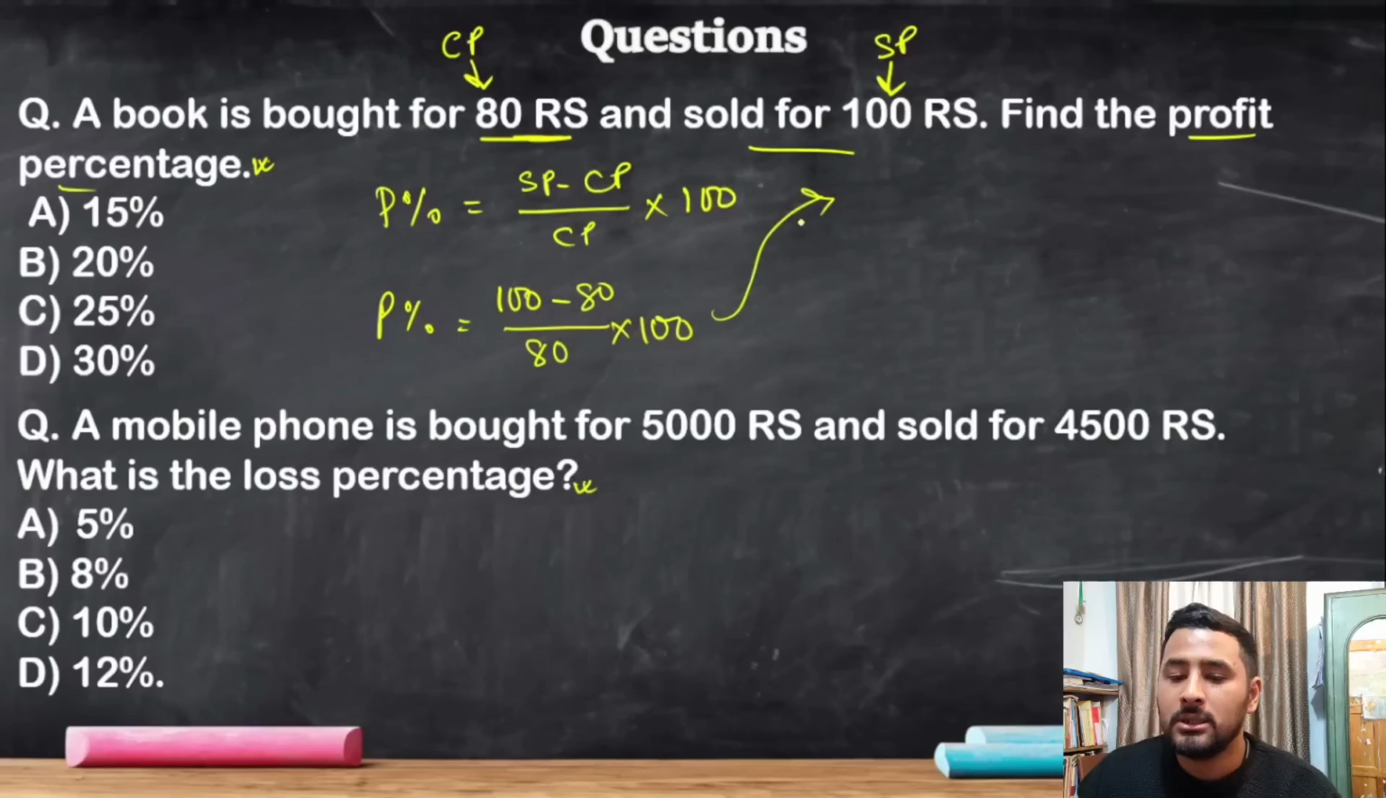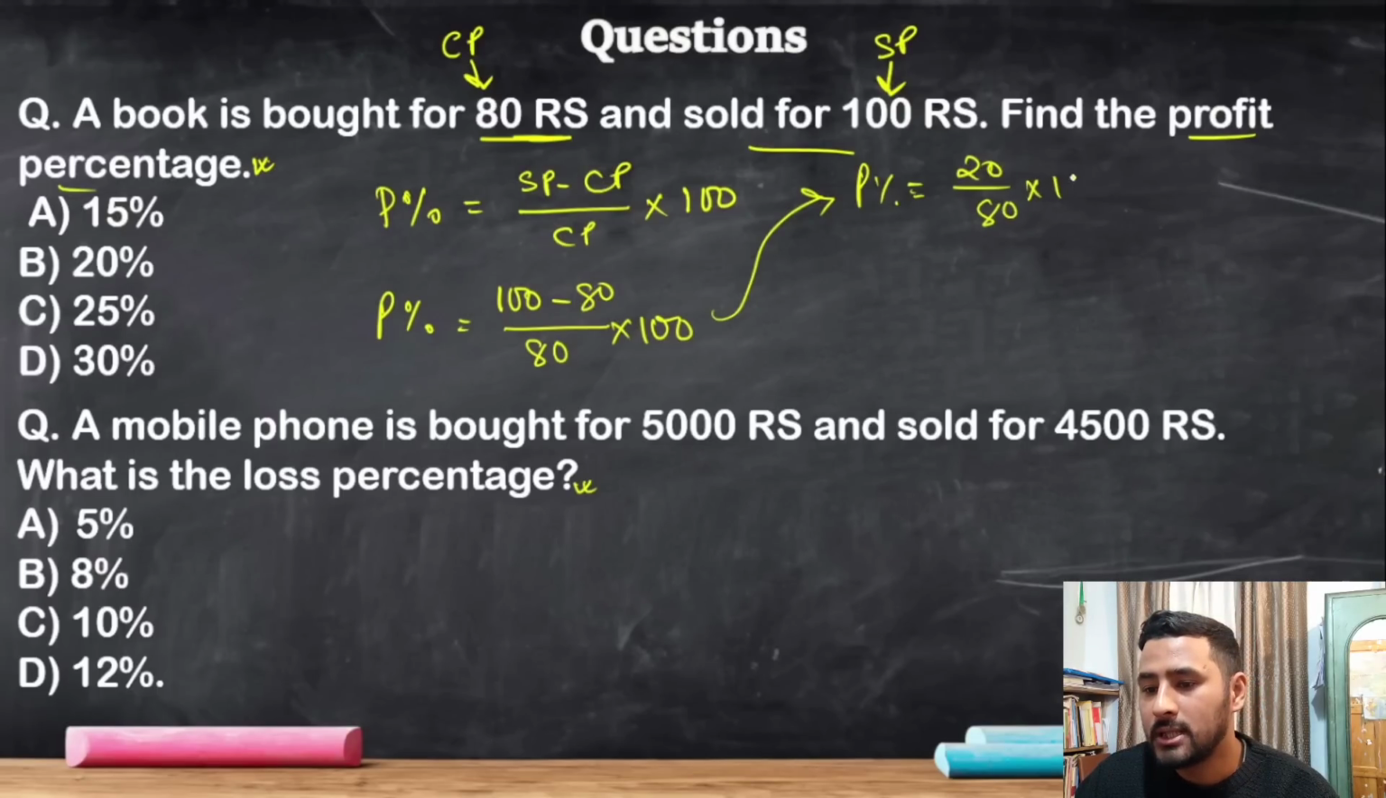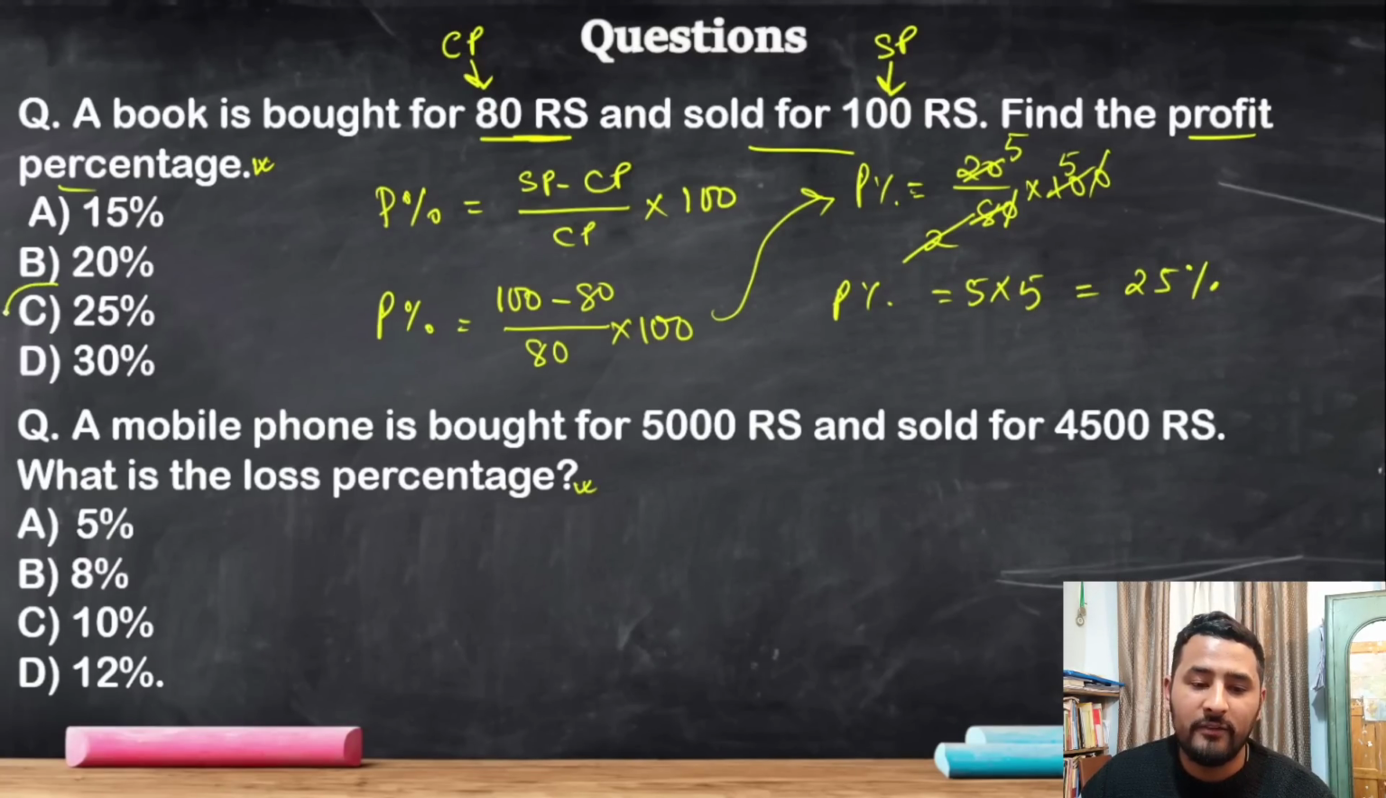Now let us do it here. Subtract 100 minus 80, you get 20 divided by 80, into 100. Start with the cancellation. 0 gets cancelled, and then 4 twos are 8, 4 fives are 20, then 2 into 5 is 10. The remaining profit percent is 5 into 5, which comes to 25%. So the profit percent will be 25%. I hope this is clear. Our profit percent is 25%.